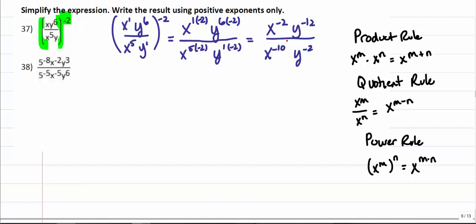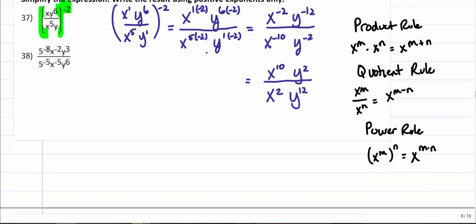All right, so now that I've got my power rule done, I notice that I have a bunch of negative exponents. So watch what I'm going to do. I'm going to make my negative exponents positive. You see this x to the negative 2? I'm going to put it down here. Now it's positive. Do you see this y to the negative 12? I'm going to put it down here, and now it's positive. X to the negative 10 is on the bottom. I move it to the top, and it's positive. Y to the negative 2 on the bottom, I move it to the top, and it's now positive.